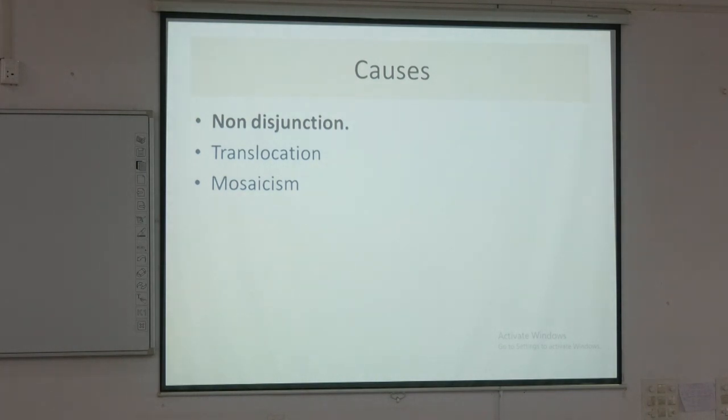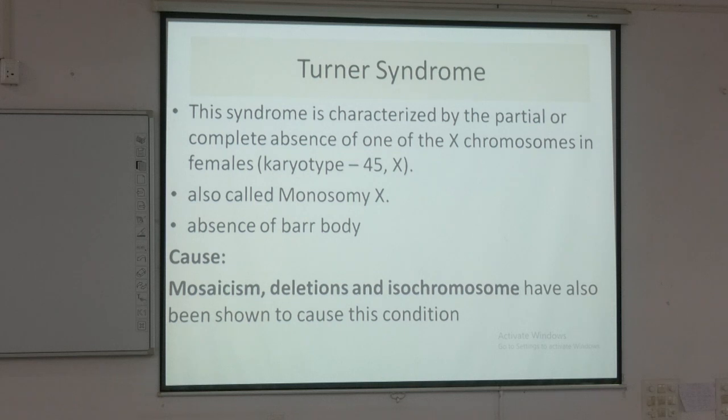The cause of this trisomy 21 is what we call non-disjunction. So why do we have an extra chromosome? We call this problem non-disjunction. We have the translocation we talked about, and then we have mosaicism, which is also a cause of this kind of error. We'll talk about mosaicism very soon. So this is Down syndrome, which you have to narrate and describe.